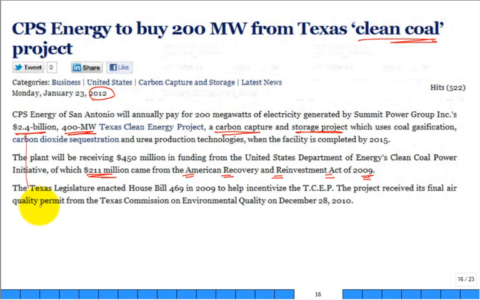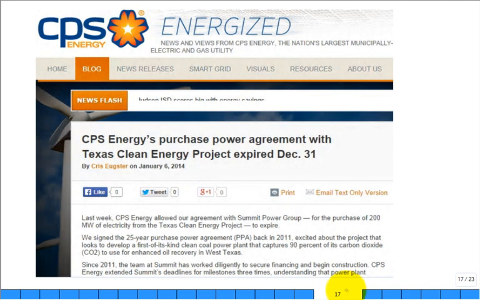So what happened? Oh, they were getting permits from the Texas Commission on Environmental Quality. Things were looking good, moving along. This is going to happen. And then what happened? CPS Energy's purchase power agreement with Texas Clean Energy Project expired on December 31st. This is 2014. Doyle Beneby, I think he was the president at the time, said, we don't want any part of it now. Things have changed. What changed?